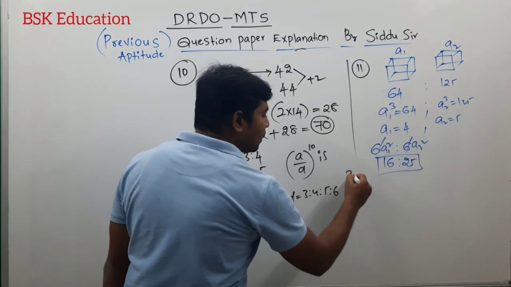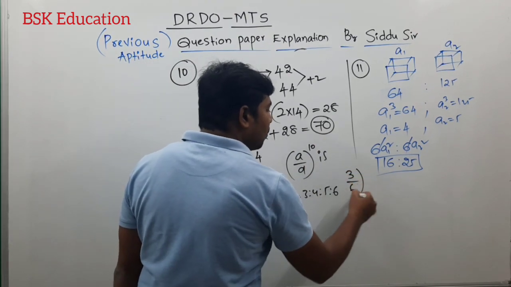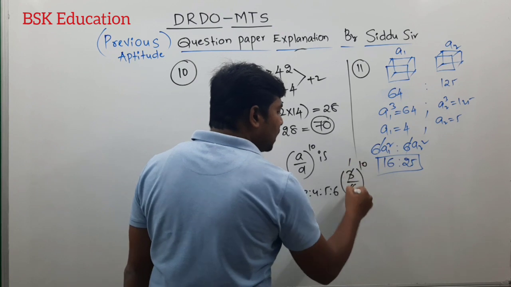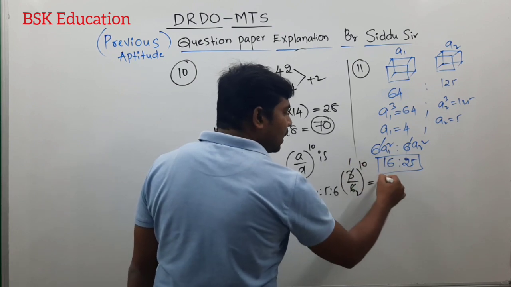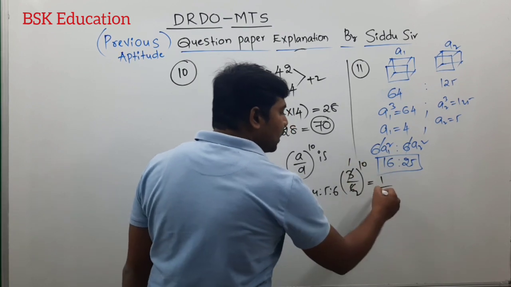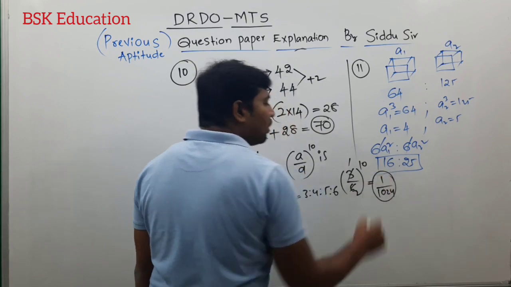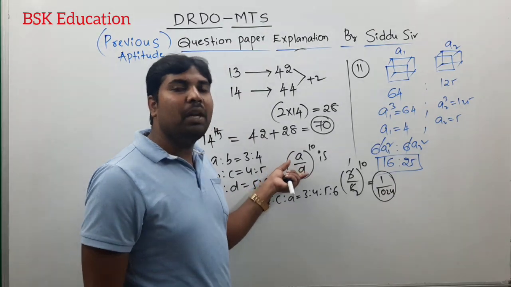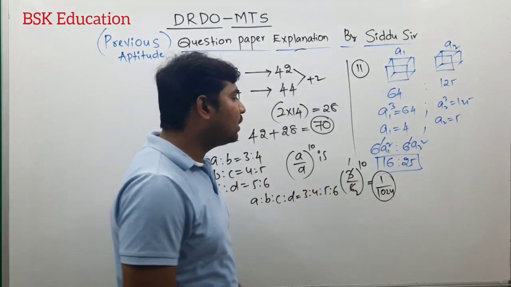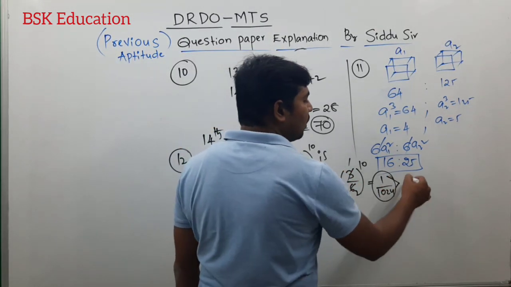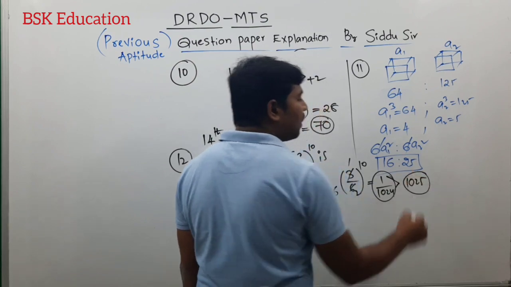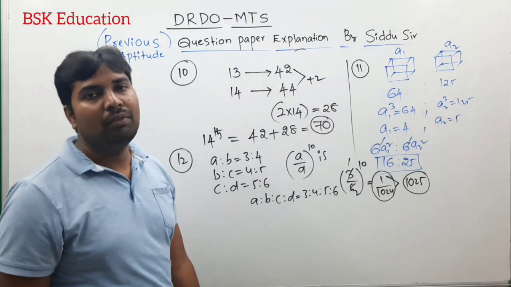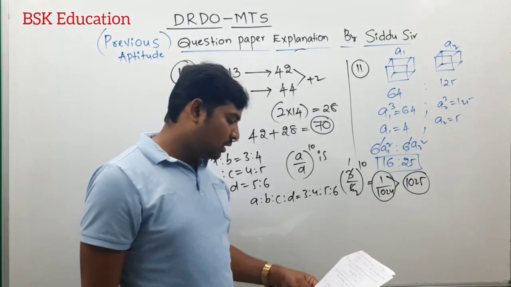A is nothing but 3, D is nothing but 6. Whole power of 10. So 3 ones are 3, 3 twos are 6. So 1 power of 10 is nothing but 1, 2 power of 10 is nothing but 1024. But this is not the right answer. He is asking what is the sum of numerator and denominator. So then the sum of numerator and denominator is nothing but 1025. 1 plus 1024 is 1025. It is very easy.